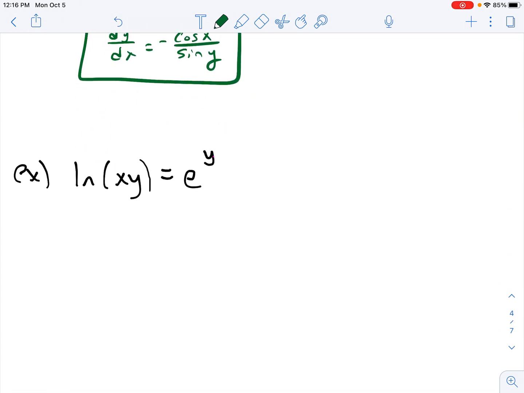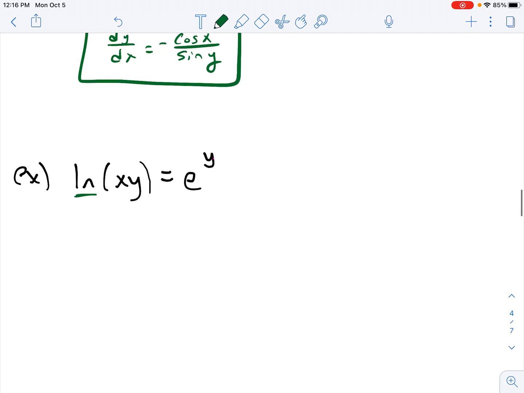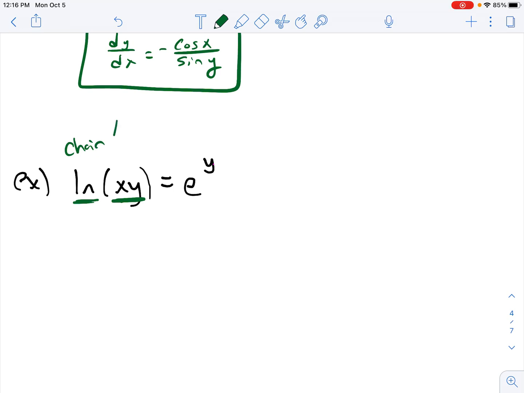Another one, we have the natural log of the quantity x times y equals e to the y. So we do have a chain. We have an outer function. We have more than a plain x inside of that log function. So we're going to have a chain. And we got a product x times y.